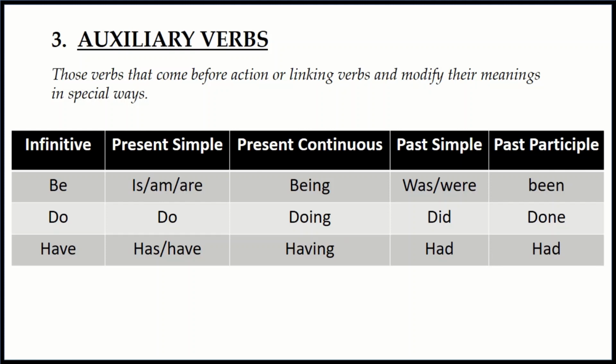So you can see on the screen that the present simple, present continuous, and past simple and past participle of all the three auxiliary verbs are totally different. They are neither the same in spelling, nor is there any such pattern. They are again supposed to be memorized.